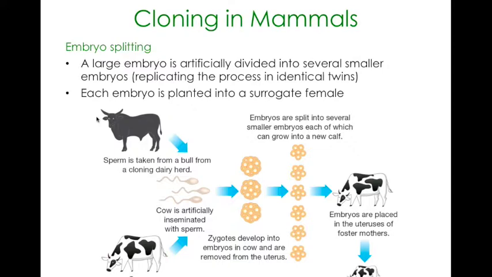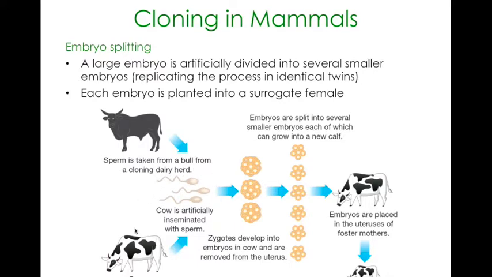For cows, dairy cows and things like that, the advantage is that you can impregnate multiple females at once using the same batch of embryos. So if you've got a male bull, you take the sperm from the bull, you take a female cow, and you artificially inseminate the cow with sperm from the bull.